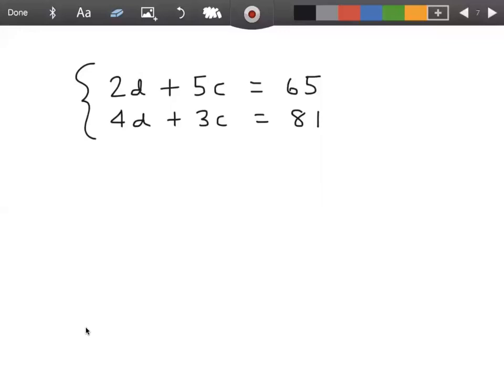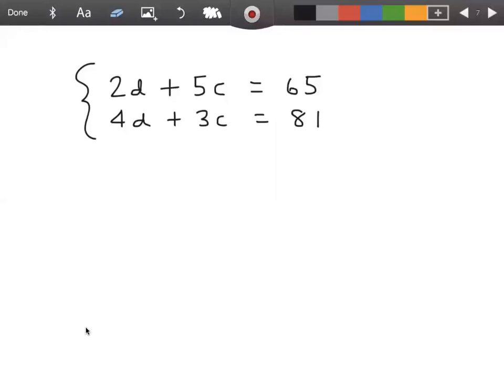We have 2D plus 5C equals 65 and 4D plus 3C equals 81. You can use either substitution or addition to solve these. I don't recommend using graphing. For one thing, the numbers in these problems tend to be kind of big and it might be difficult to scale your graph and also to get an accurate answer. So I definitely recommend using either substitution or addition, whichever you find easier, and whichever you find easier might depend on the specific system. So you'll see me using both.